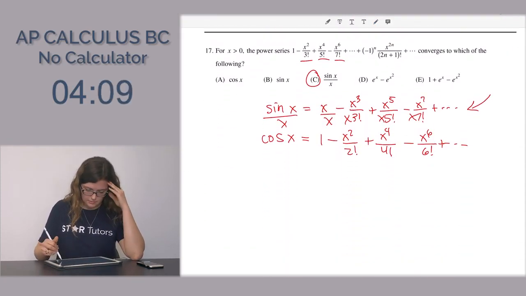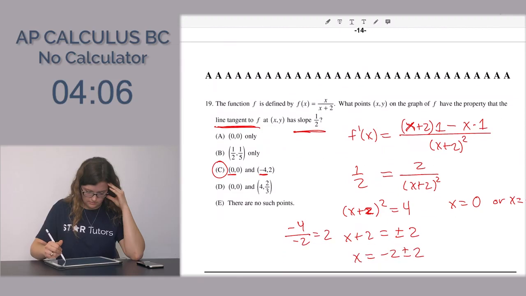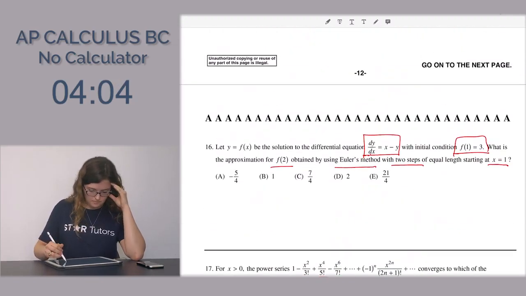16, I also skipped. Did I skip any others? I don't know. I don't think I did. Let's do 16. We got 4 minutes.